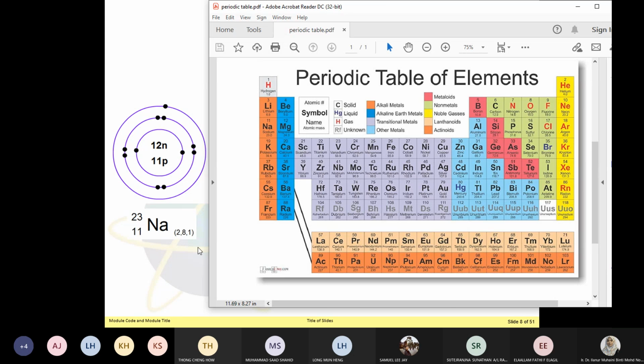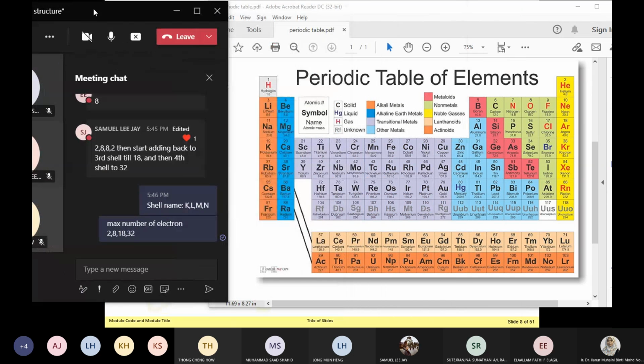This indication is from what I put in the chat just now, for those who are not alert. The shell name: the first circle is K, second circle L, third circle M, and fourth shell is N. So maximum number of electrons that you can draw in the atomic structure is 2, then maximum 8, then 18, then 32. So just now our sodium is 11, right? Okay, sample. Sodium, symbol Na. Atomic number 11. So it is important to see the atomic number only. Other things don't look at first.